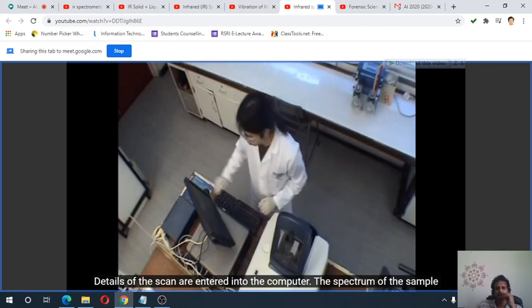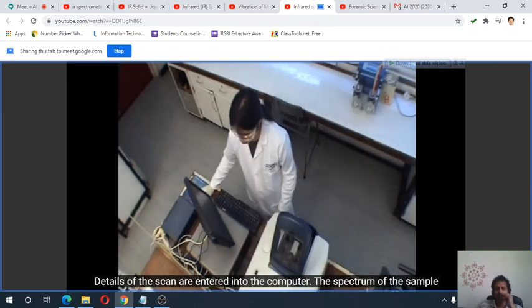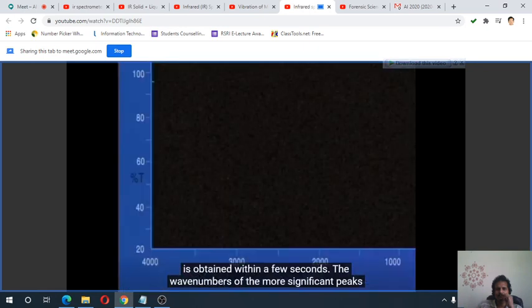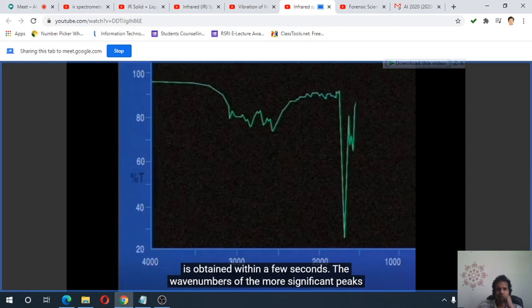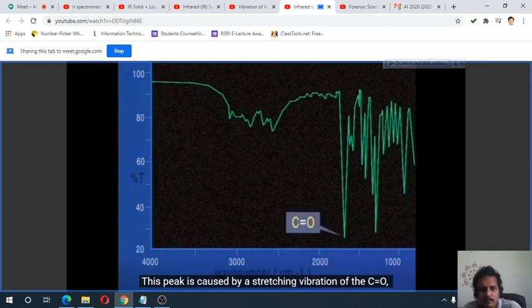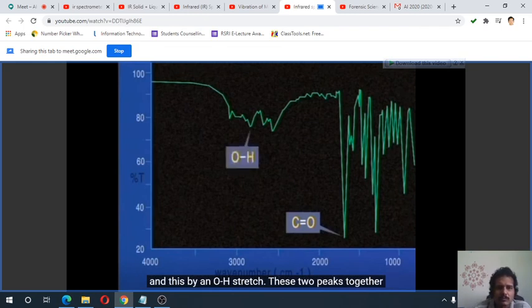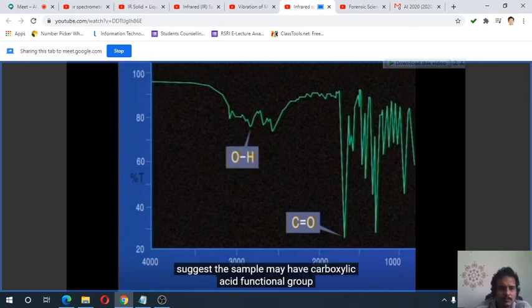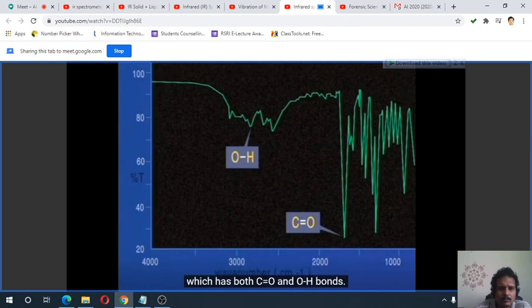Details of the scan are entered into the computer. The spectrum of the sample is obtained within a few seconds. The wave numbers of the more significant peaks can be labelled onto the spectrum. This helps the chemist to interpret the data. This peak is caused by a stretching vibration of the C=O, and this by an OH stretch. These two peaks together suggest that the sample may have a carboxylic acid functional group, which has both C=O and OH bonds.